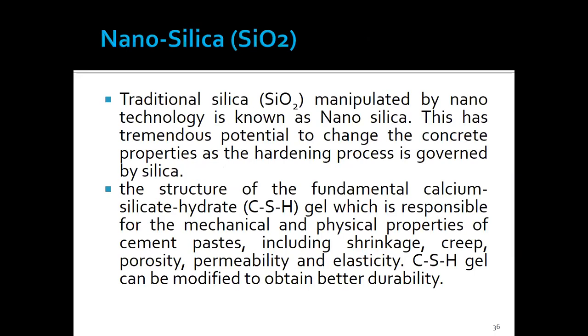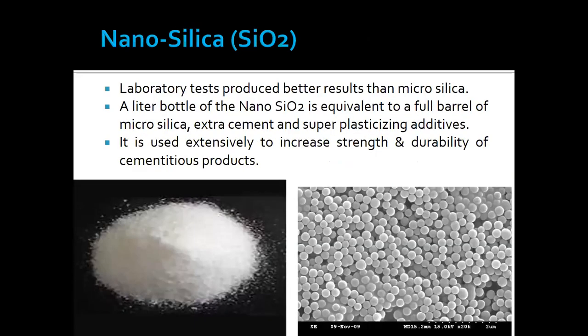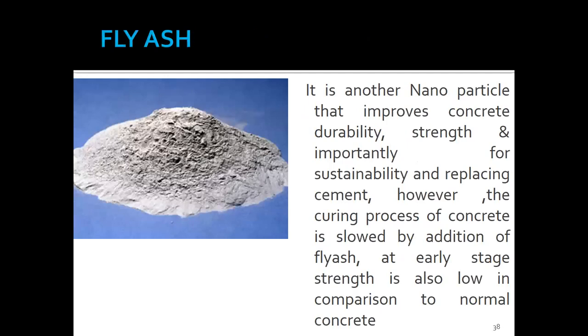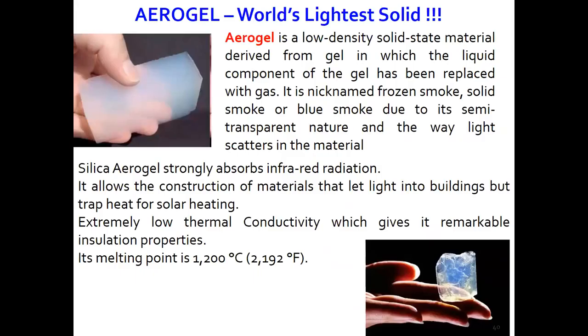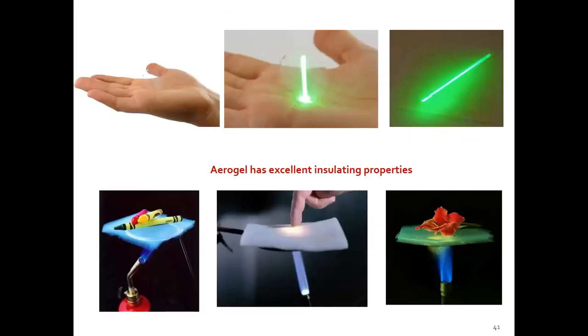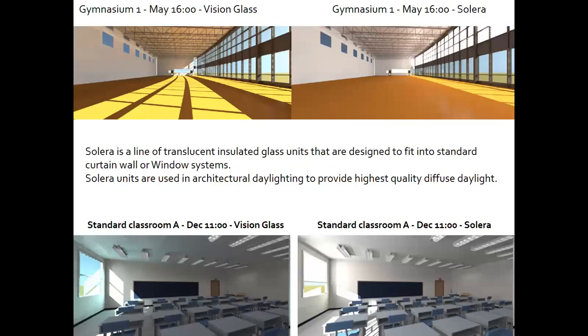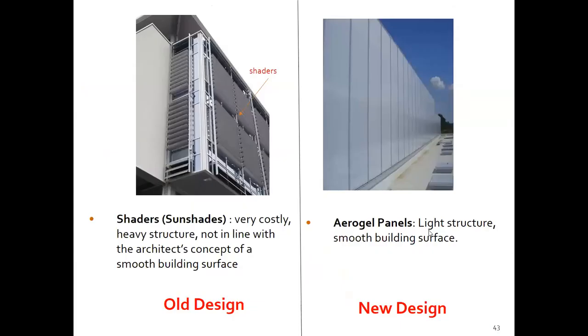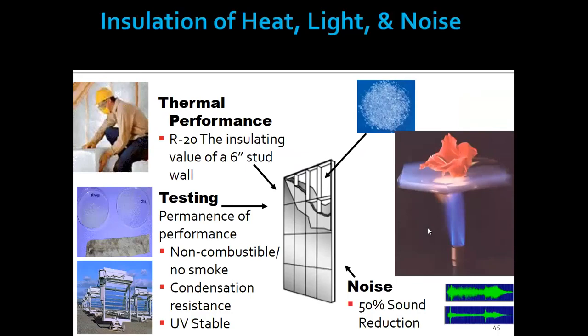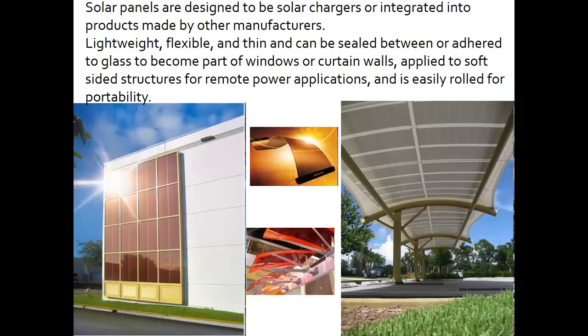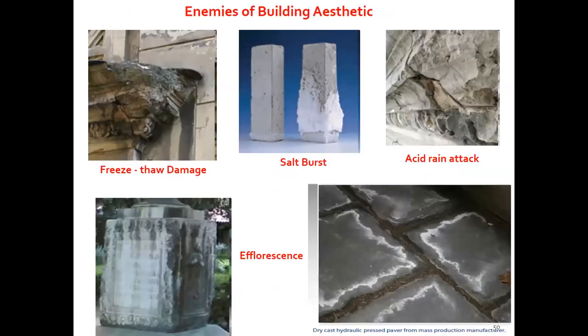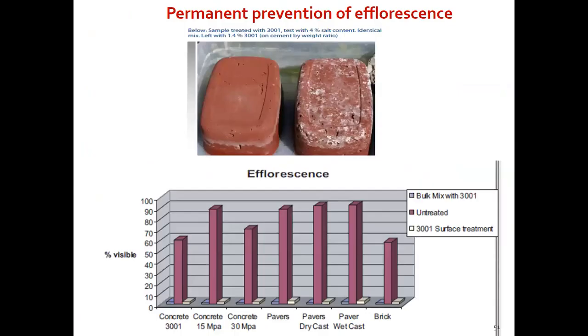Then similarly silica: traditional silica, when manipulated and reduced to nanosilica, can react chemically with concrete and CSH gel, and it can impart higher strengths, and we see so many papers. Similarly, aerogel is another application, but since we want to see geotechnical applications I'm skipping it very fast, right? Uniform dispersion of light is possible with this. Further, noise proof insulation, then photovoltaic cells. So there are so many self-cleaning applications.